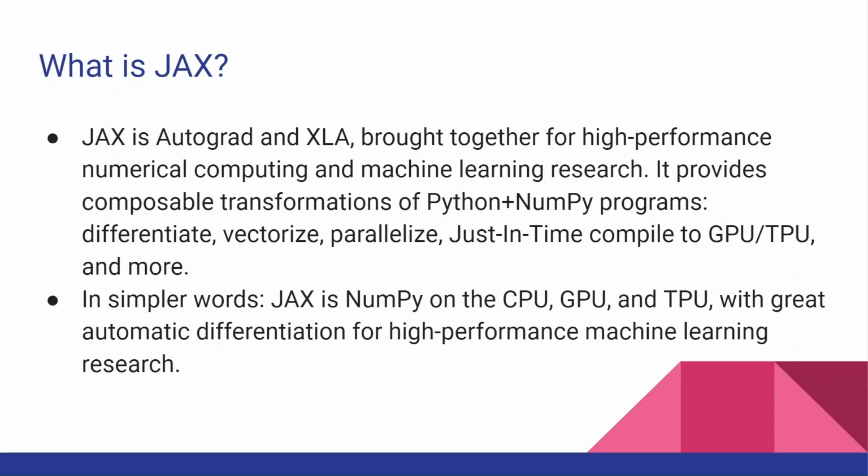So JAX is Autograd and XLA brought together for high performance numerical computing and machine learning research. It provides composable transformations of Python plus NumPy programs: differentiate, vectorize, parallelize, just-in-time compile to TPU and GPU, and more. But in layman's terms, JAX is NumPy on CPU, GPU and TPU with great automatic differentiation for high performance machine learning research.